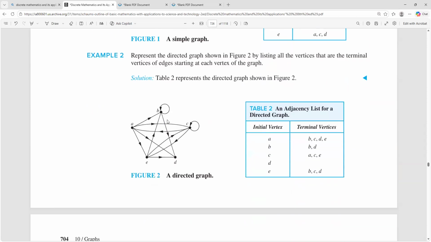Okay, same thing here. For a directed graph, the notion is similar, but for every initial vertex, you would add the terminal vertices. So every edge from A goes from A to these nodes. Same thing for B, C, and D. And when you see loops, these basically mean that B can go to B, right? Very simple.